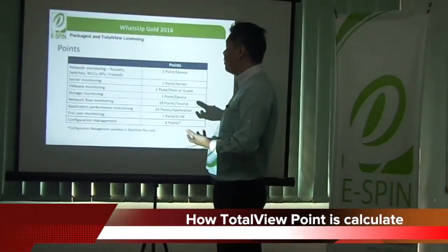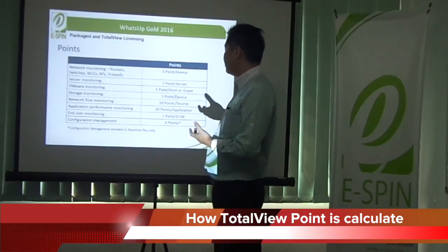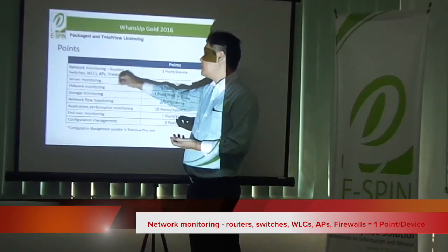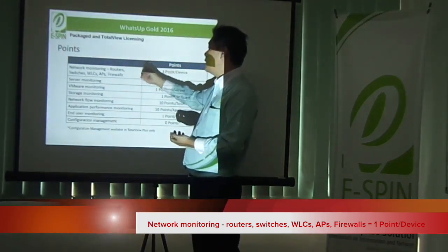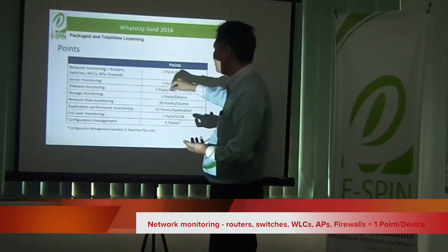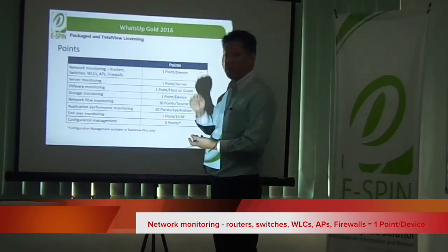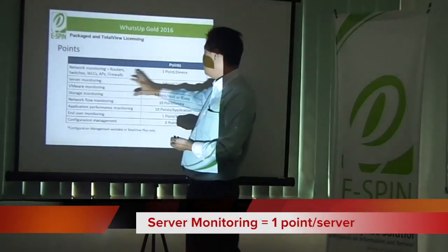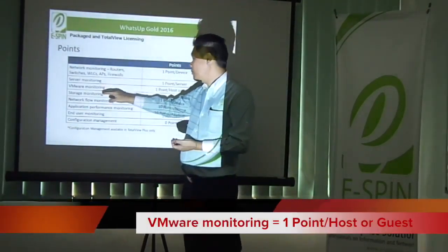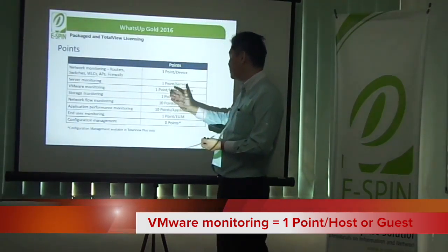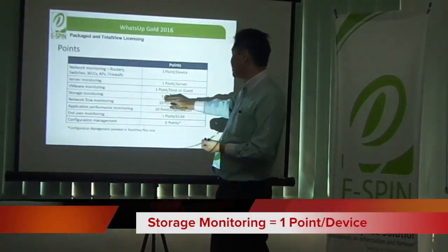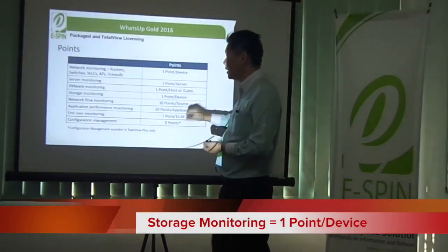Since we're talking about points, it's good to know how the points are calculated. For instance, for network monitoring, we talk about routers, switches, wireless controllers, APs, firewalls, all those kinds of equipment, where we use 1 point for one device. For server monitoring, same, 1 point per server. VMware monitoring is 1 point per host or guest virtual machine. Storage monitoring is the same, 1 point, one device.